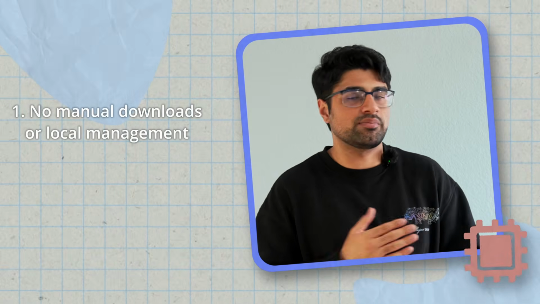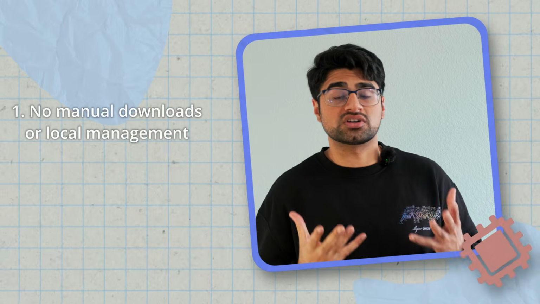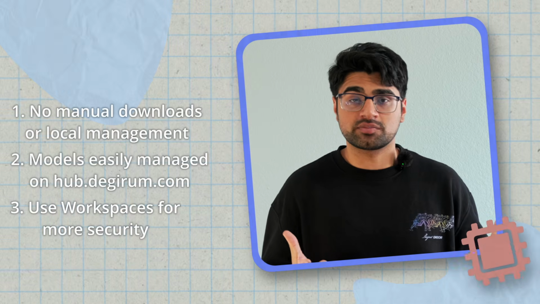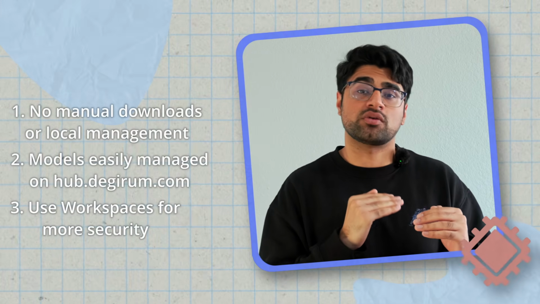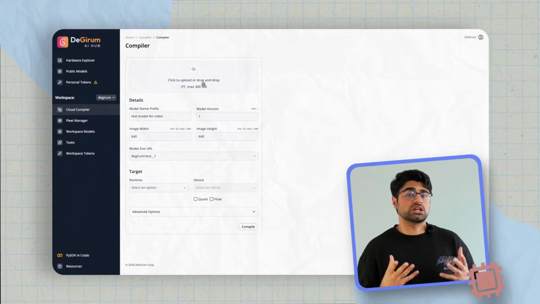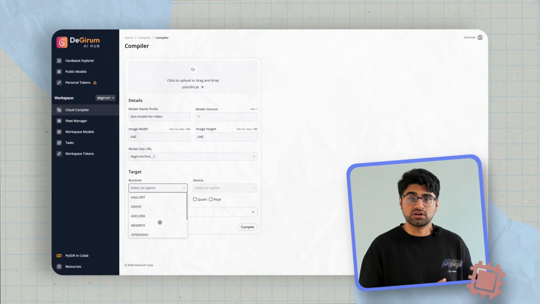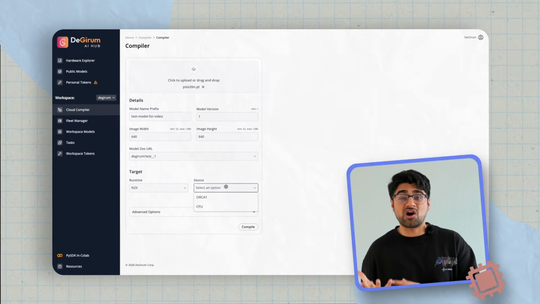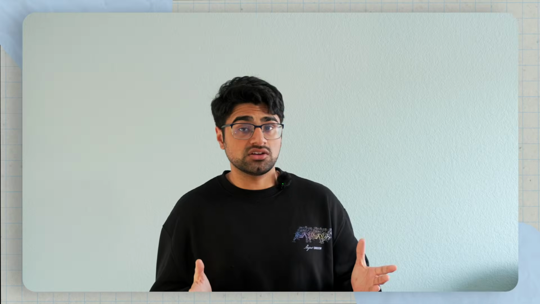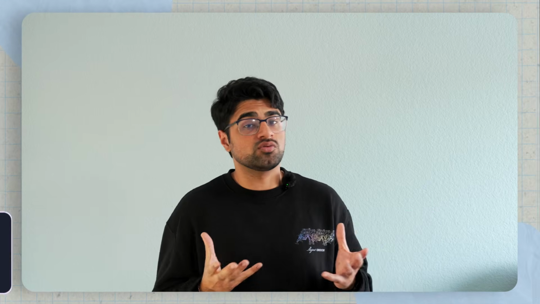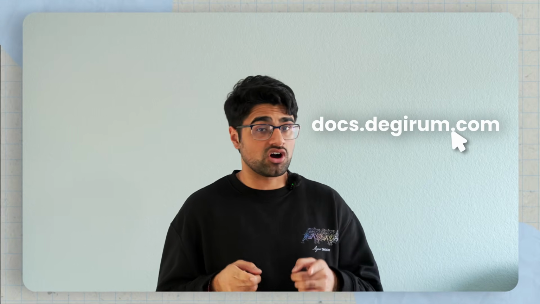With DeGirum's AI Hub, you can actually store and retrieve models without needing any manual downloads or local management. All of your models are easily managed by the website at hub.degirum.com. And you can even add workspaces in order to add proper authentication and authorization for usage of these models. Plus, the AI Hub works beautifully with our cloud compiler. With the cloud compiler, just supply a PyTorch checkpoint file and select whatever hardware you want to compile your model for. Then, when the model is finished compiling, it's automatically uploaded to a zoo of your choosing. Then, you can use your newly uploaded model directly in your code. No need to add any extra downloads or anything like that. If you want to learn more, you can explore more of the user guide at docs.degirum.com.